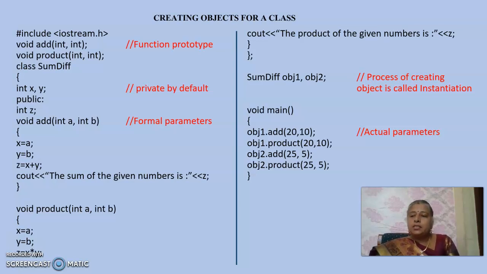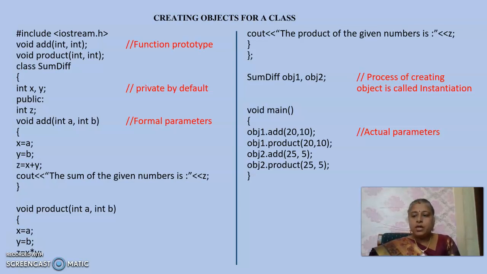The fourth line, class sumDiff. That is the class with name sumDiff declared here. And within that, we can see int x, y. So no access specifier is given above this int x, y. It means that these two variables are private by default. And the next line, public colon. So this is the access specifier public.